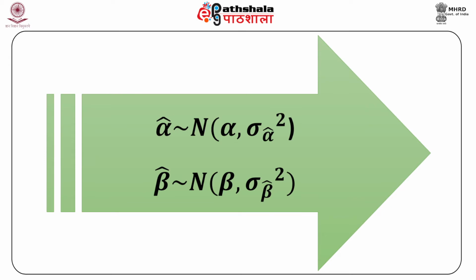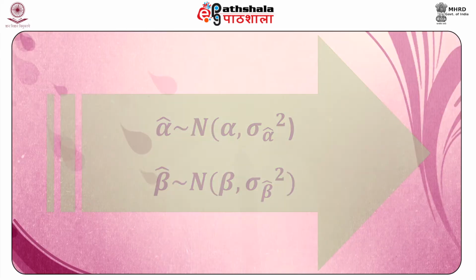And this can be deduced as alpha hat would also be normally distributed with mean alpha and variance sigma alpha hat square. Similarly, beta hat is also distributed normally with beta as mean and variance sigma beta hat square. Now with this background, we set the foundation for hypothesis testing.